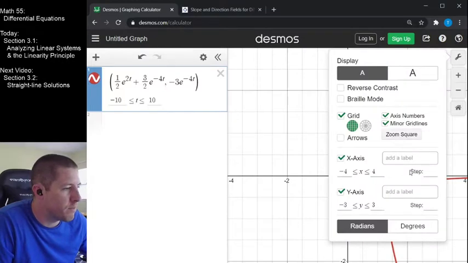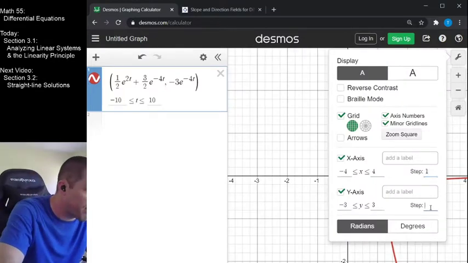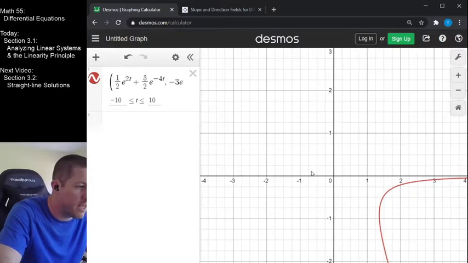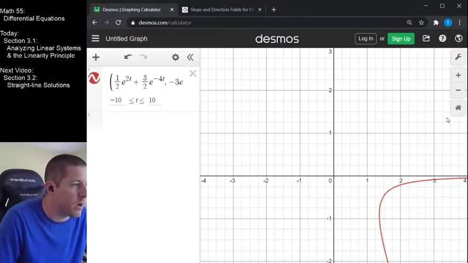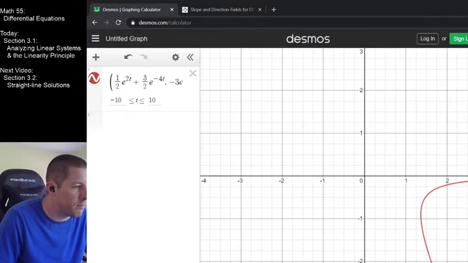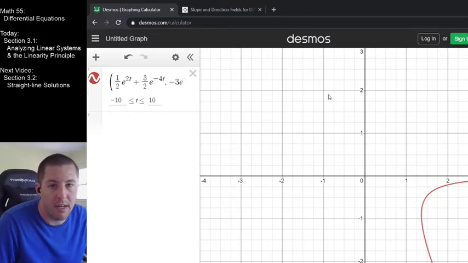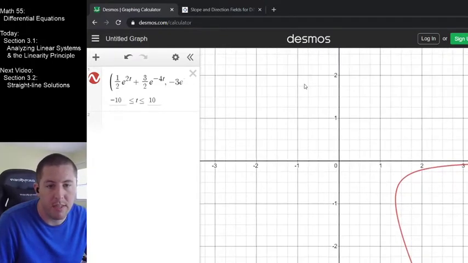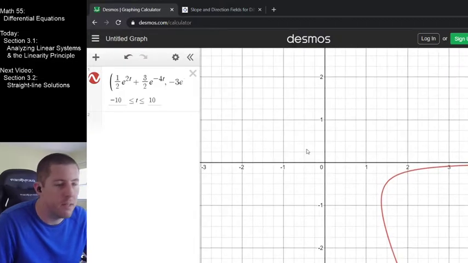So let me make this be in steps of 1, and I'm going to throw this graph also into, see, just doing that made it more square. What if I do this? They're getting to be more and more square. Okay, now this is looking quite a bit more like what I was expecting to see. Good.